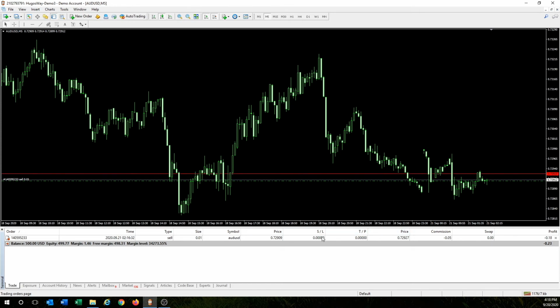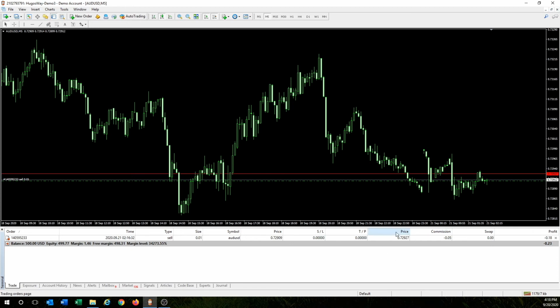So a stop loss is a safety mechanism. It's part of risk management, which I'll talk about later. Because we're not always sitting at our computer, this is a safety feature that allows the computer to automatically close a trade if it's going against us. And I'll show you that in a minute. And take profit automatically closes the trade when we hit our profit target.